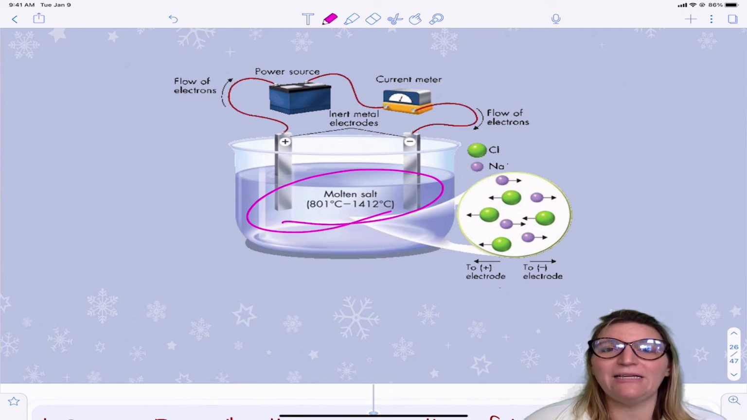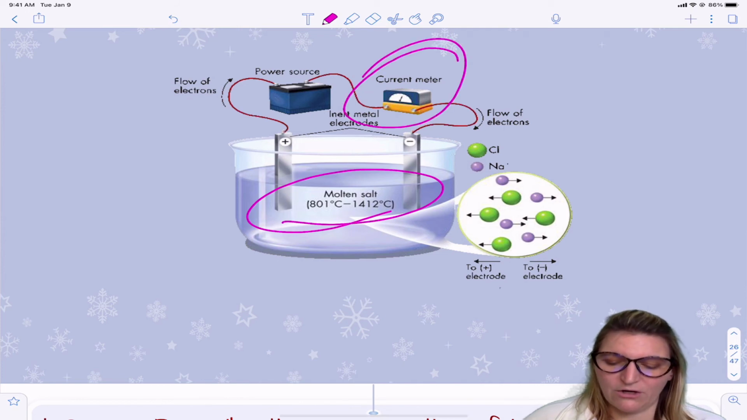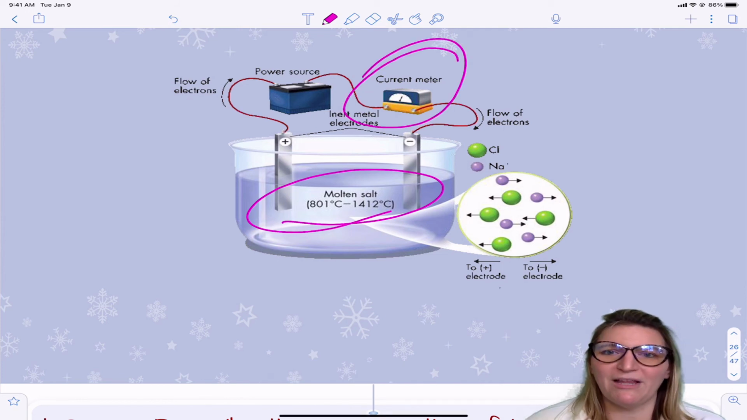When I heat sodium chloride, when I heat salt, I do give those particles, the ions, enough energy so that they are free to move. And because now we have charged particles that are free to move, we can see that the current meter does have a reading. The light bulb would light. There is a flow of electricity.